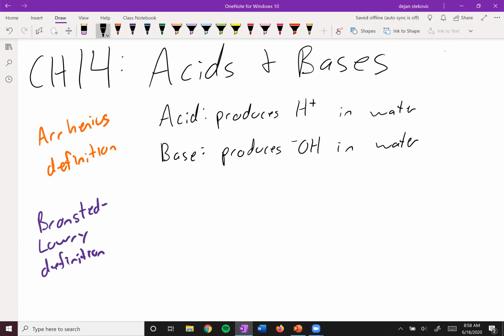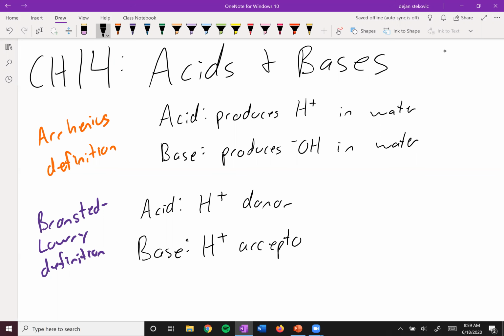This is probably the one that you're familiar with, and this is the one that we'll focus on in this class. The Bronsted-Lowry definition says that an acid is an H plus donor, so it gives up H plus. And remember, H plus is hydrogen without its electron, so it's essentially just a proton. And a base is an H plus acceptor. So the acid gives an H plus, the base takes away an H plus, right? And this is what we'll be talking about.